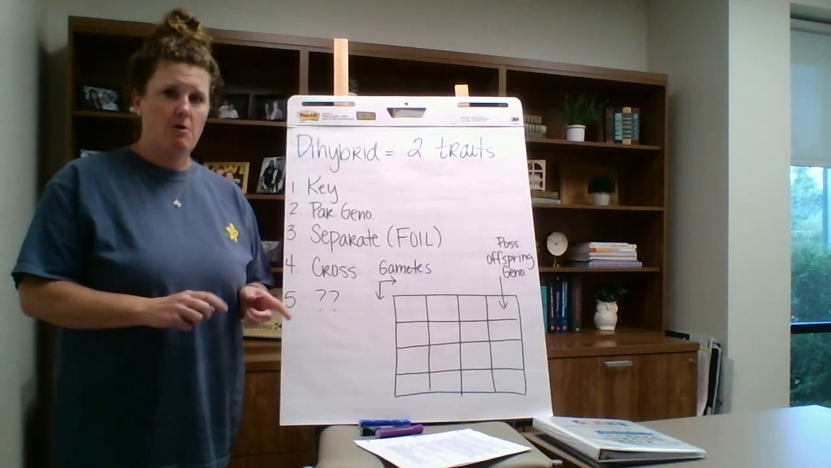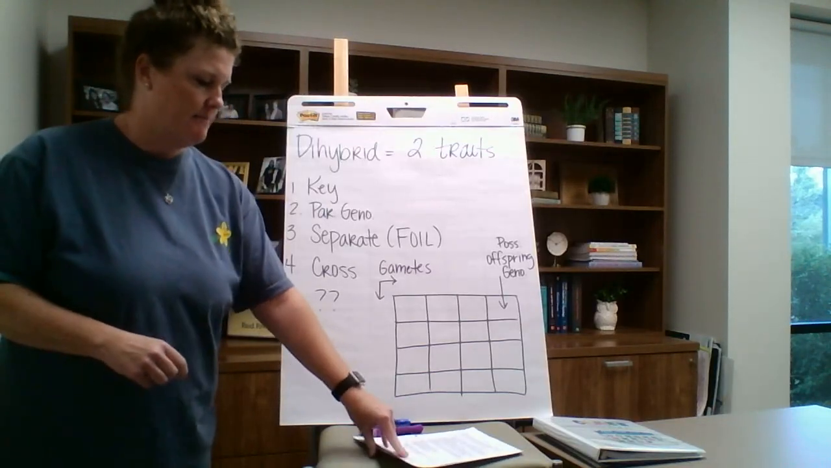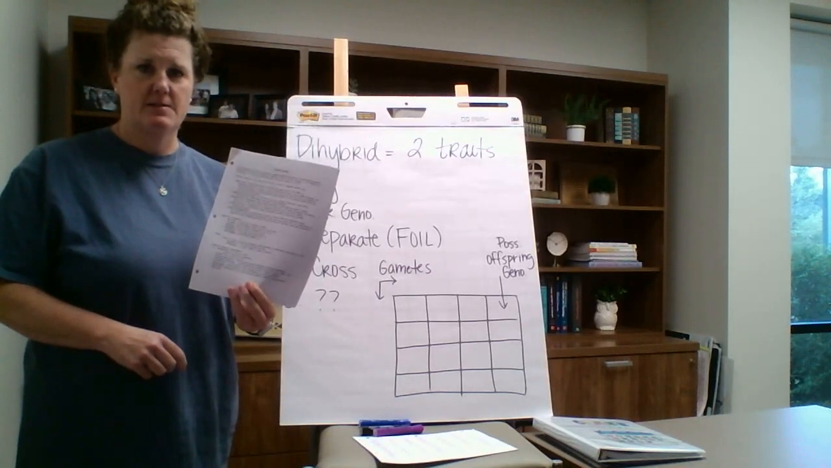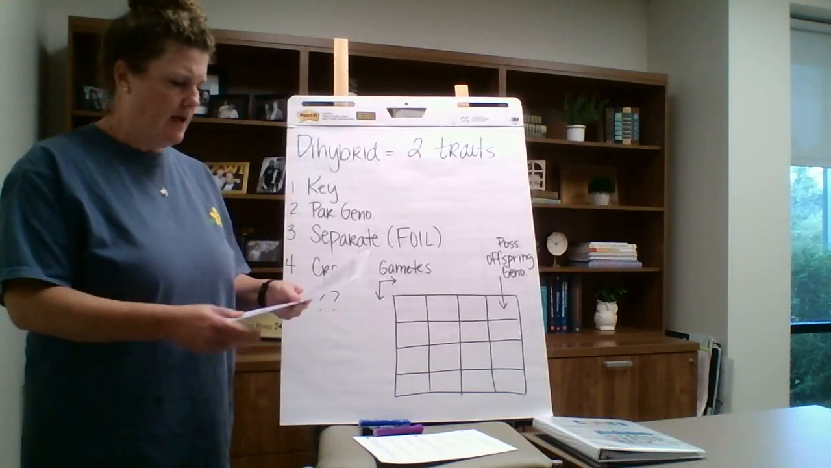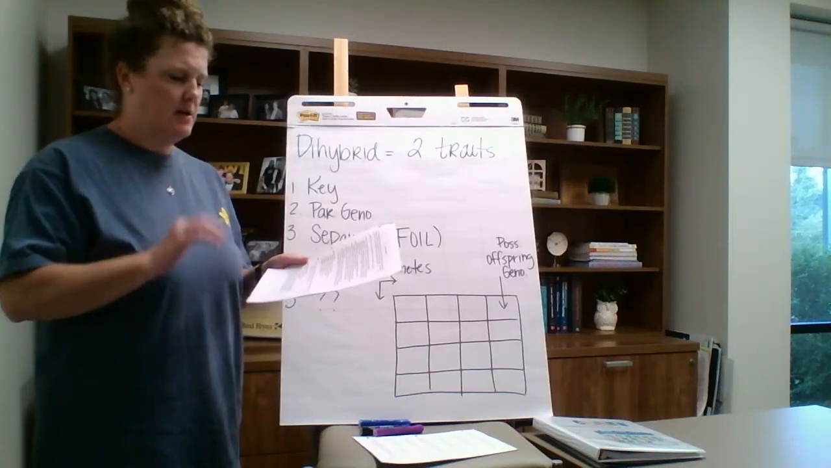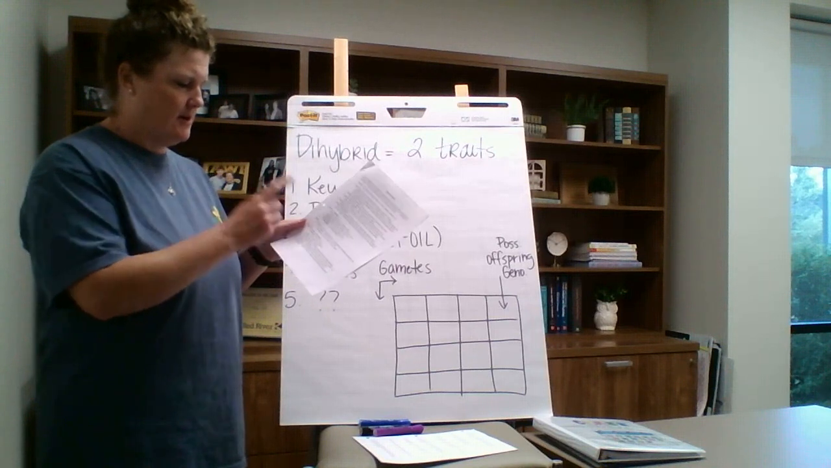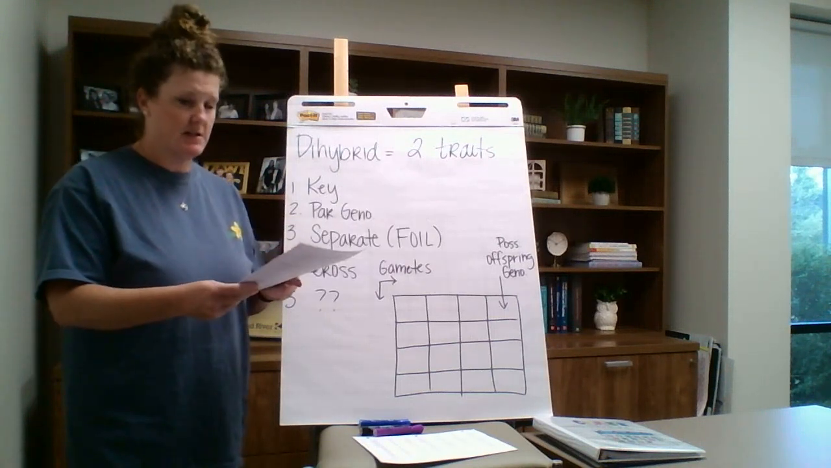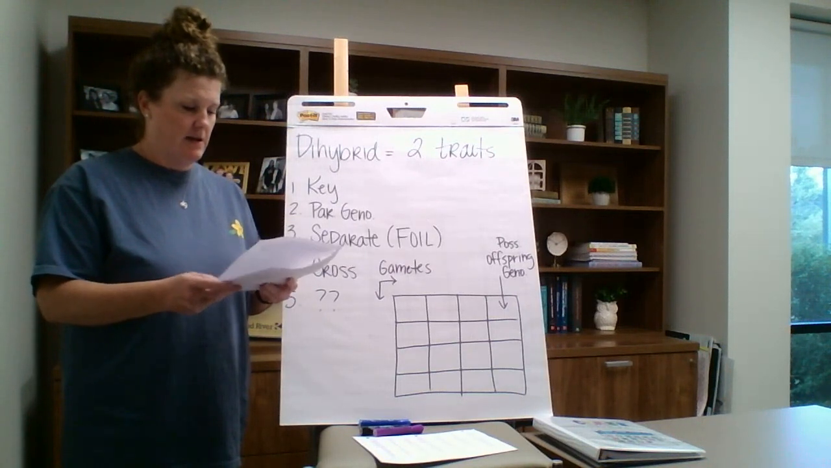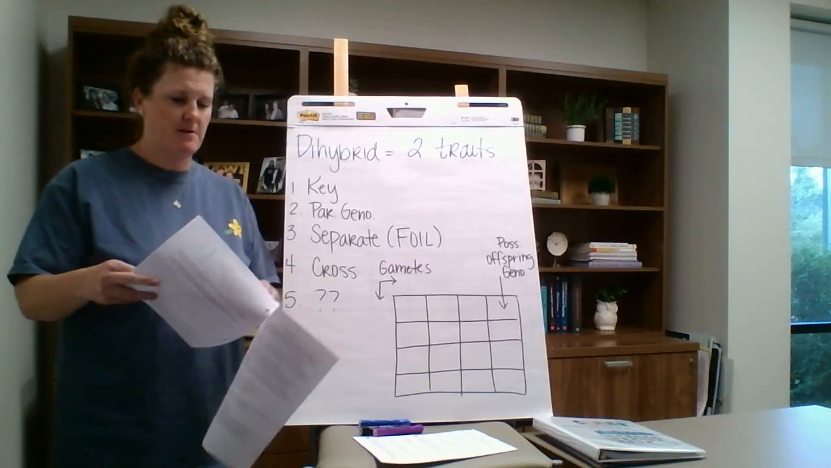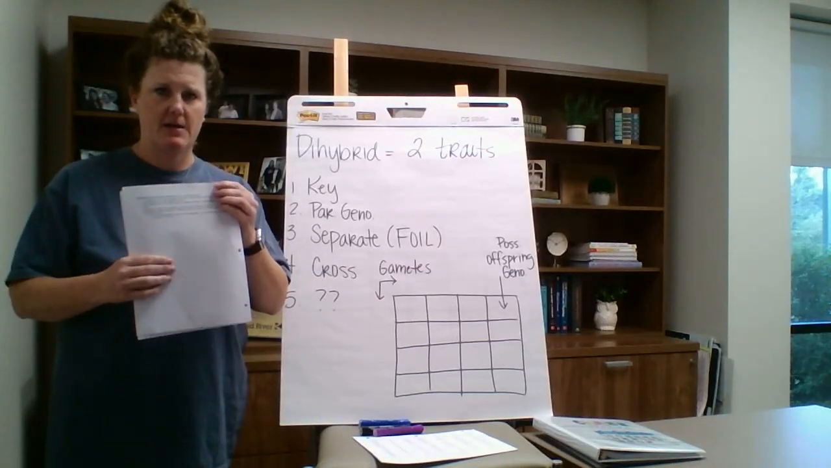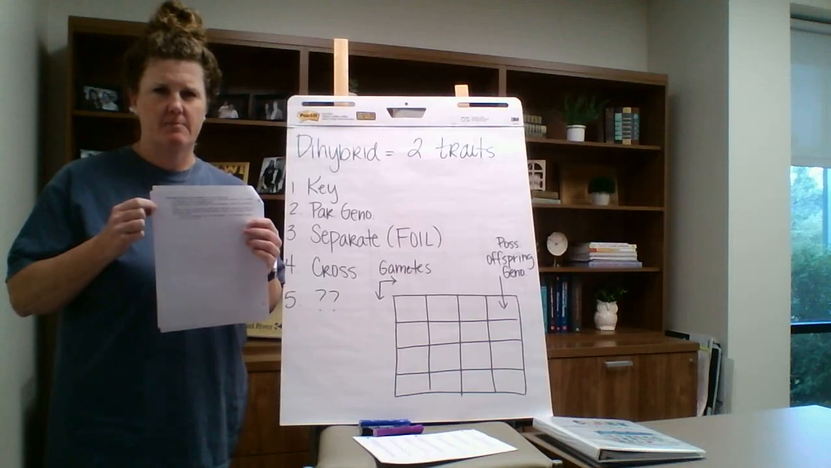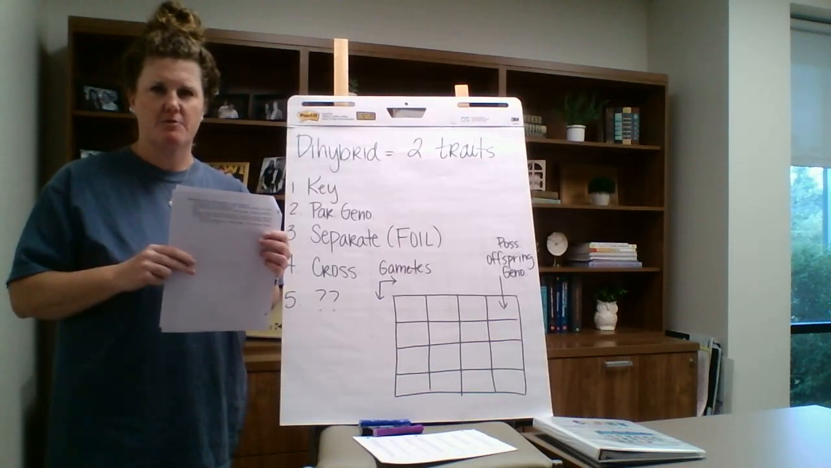And so if you go back to your packet, you have your note packet that has Punnett squares at the top, and it's got some of the same information pretty much down at the bottom. It talks about the dihybrid being 2 traits at a time. And then if you flip over to the back of that front page, you're going to have just a little bit of information on the other types of problems.